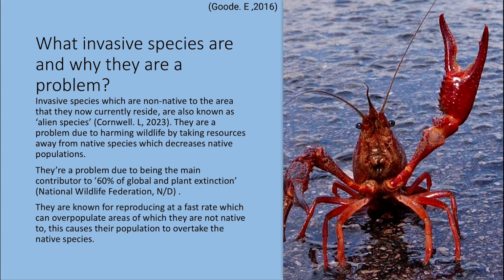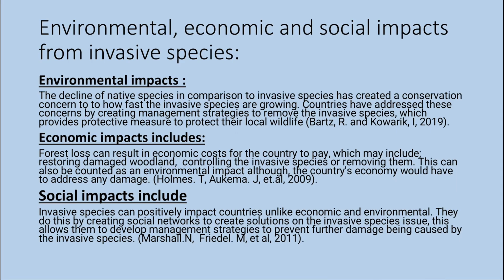Invasive species, which are non-native to the area that they now currently reside in, are also known as alien species. They are known for reproducing at a fast rate, which can overpopulate areas of which they are not native to. This causes their population to overtake the native species.